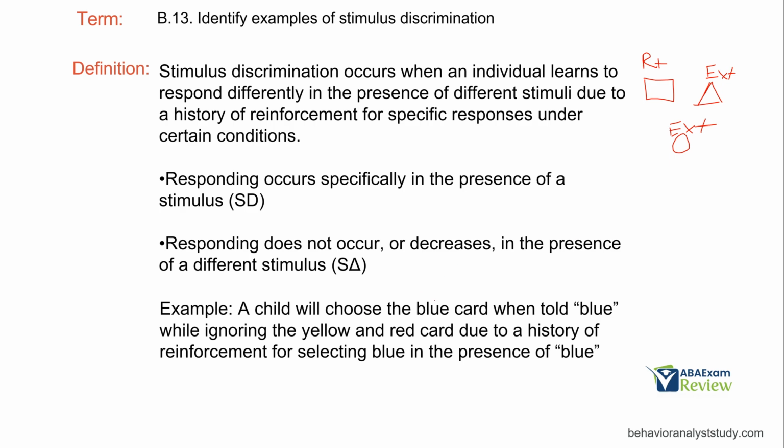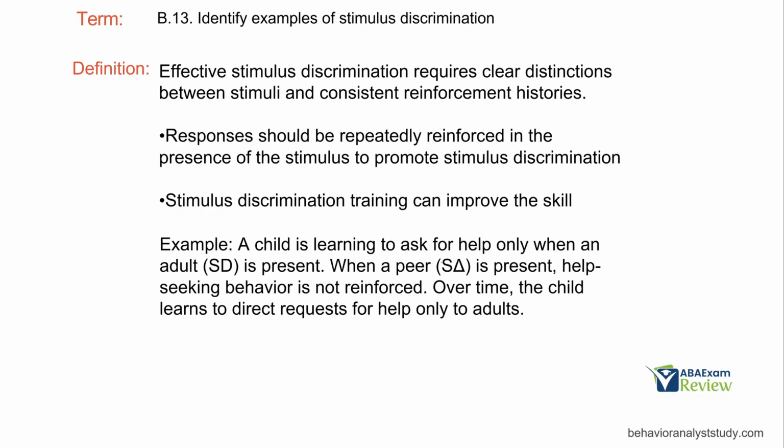So another example, a child would choose the blue card when told blue, so our SD, right? And then this is the stimulus, while ignoring the yellow and red card due to a history of reinforcement for selecting blue in the presence of blue. We're just teaching them when to respond and under what conditions. So you can see these are very basic examples, but if you think a little deeper on why that matters, because we're helping the learner understand and develop a skill of understanding what stimuli signal what responses are okay and when they should not engage in certain responses in the presence of certain stimuli.